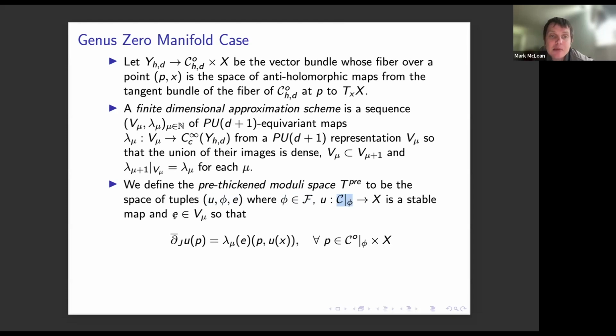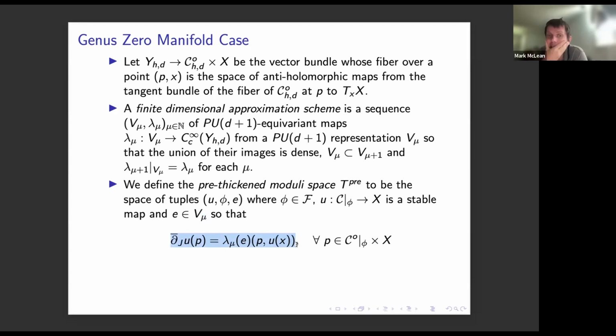And E is an element of this vector space V mu. So I choose some large mu. Mu is some very large number I've chosen, and so mu is fixed. It's just going to be some fixed, very large natural number. And it satisfies this equation.